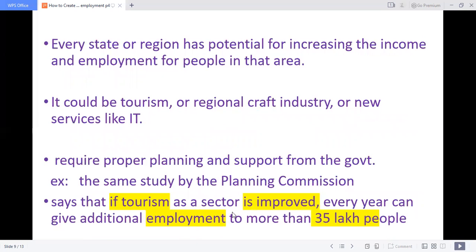In addition to that, if tourism is improved, more people will get employment opportunities. How many?